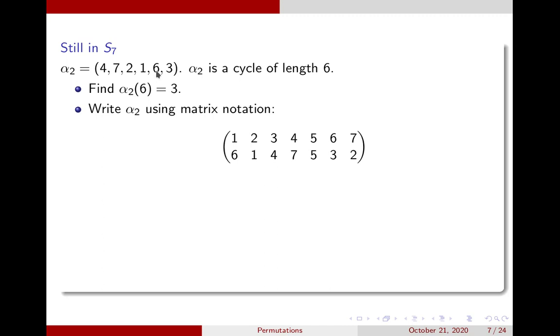Right, so in this cycle, 6 follows 1, so alpha of 1 is 6. 1 follows 2, so alpha of 2 is 1. 4 follows 3. Well, actually 3 is the last element of the cycle, and according to the way the cycle notation works, 3 is sent to 4. So 3 is below 4 in the matrix notation, and so on. Since the number 5 does not appear in the cycle notation, 5 is sent to 5. Alpha 2 of 5 is 5.